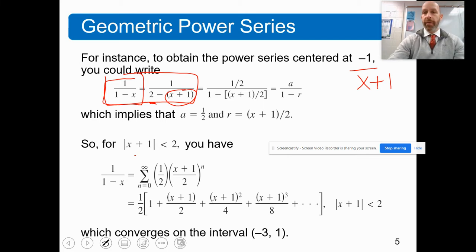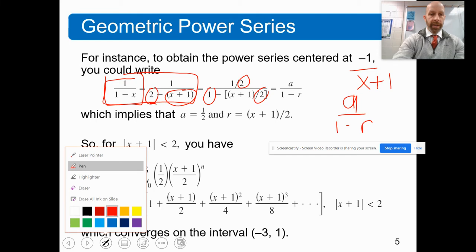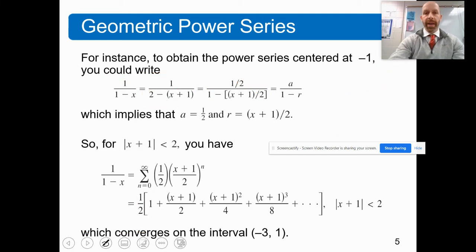Now, I've got one more step, though. Remember, we want it to be of the form a over 1 minus r. So we don't want this 2 to be here, which means we have to divide through by 2. And so that gives us what we need here. Let me go ahead and erase everything I've got on this slide. So hopefully this makes sense.